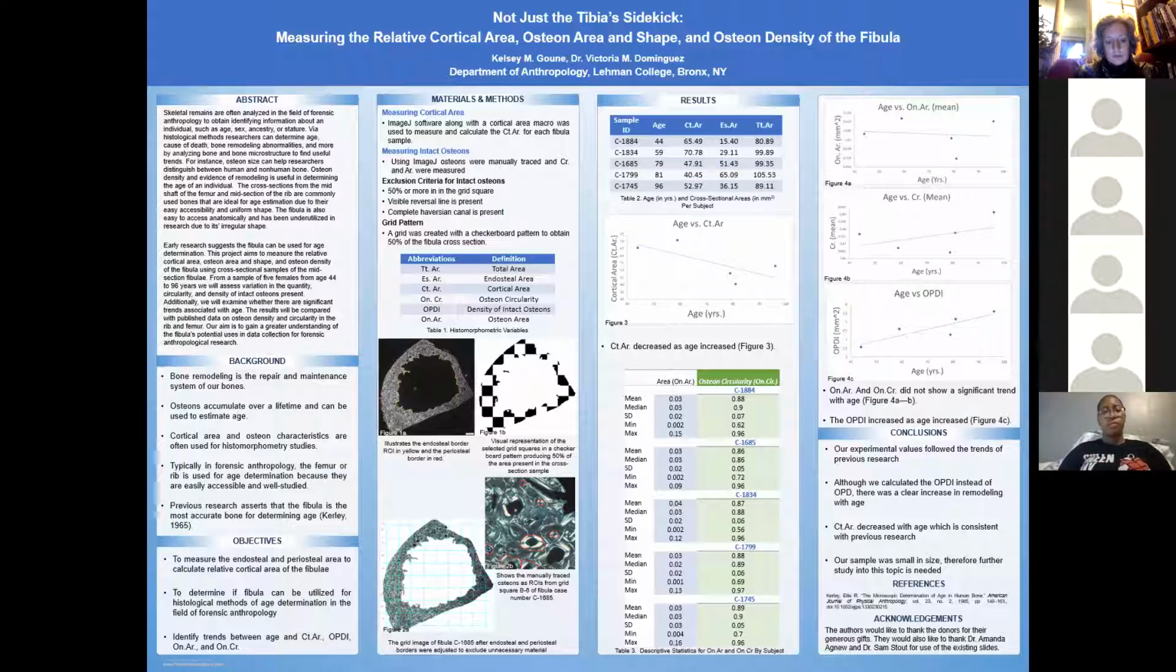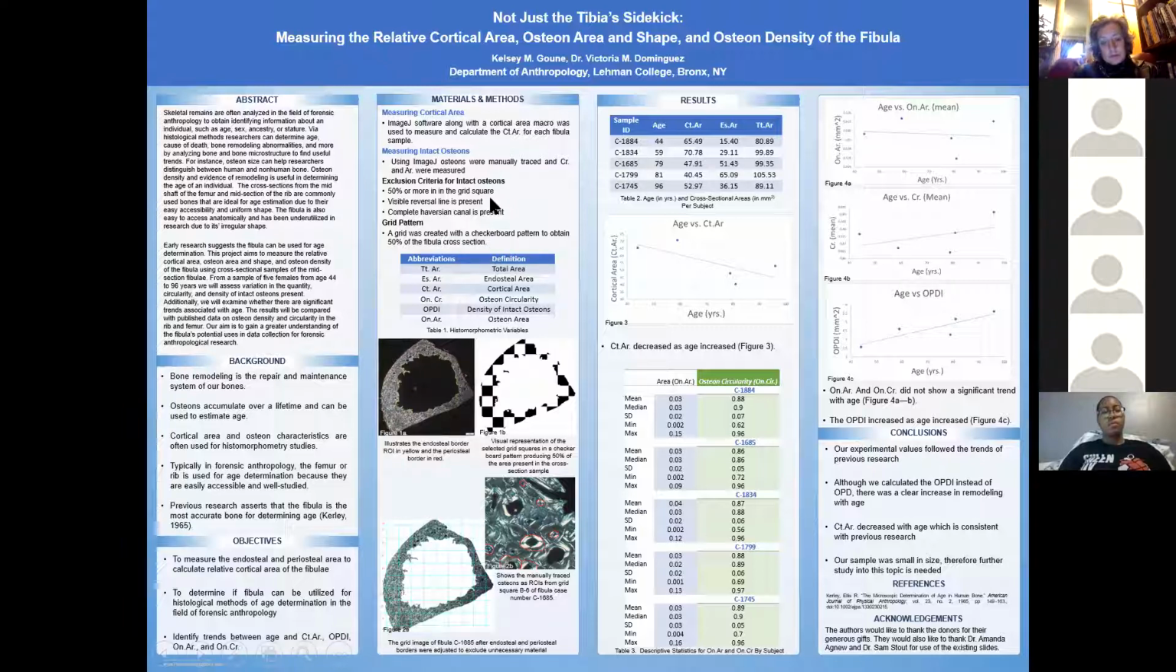So essentially, my objective in this experiment is to figure out whether the fibula is a viable addition to the rib and femur in terms of measuring things like relative cortical area, osteon area and shape, and the osteon density of the fibula. And to do that, we would like to identify trends relating to age and age determination.